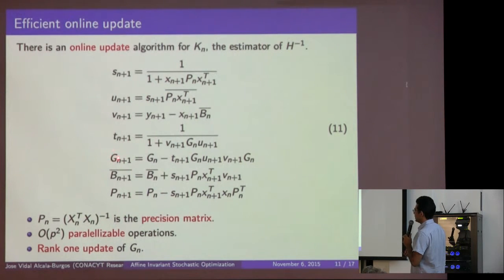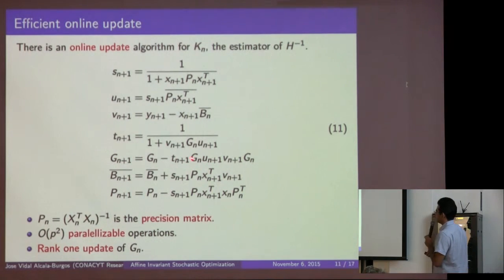So this G, which is the estimator for the inverse Hessian, can be computed online just with the previous one. And this Tn plus 1, we have these plus 1s that were calculated here before, and they depend on the estimator for the matrix B and also the estimator for the matrix P. So what is the matrix P? P is just the precision matrix, our design matrix transpose times X inverse.